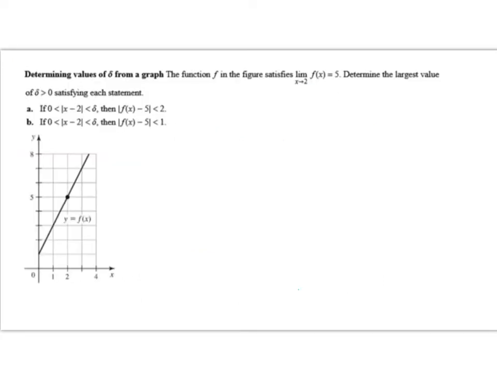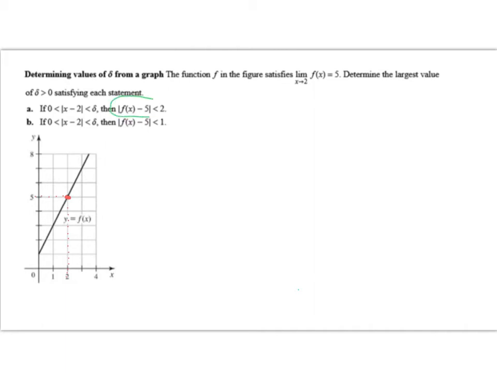Alright, so what this one is saying, we're looking at a graph, and the function f in the figure satisfies the limit as x approaches 2 of f of x equals 5, because when x equals 2, the y value is 5. And it's coming from the left and the right, it equals 5. So now we want to use our definition of a limit to find the delta value that makes that always true.